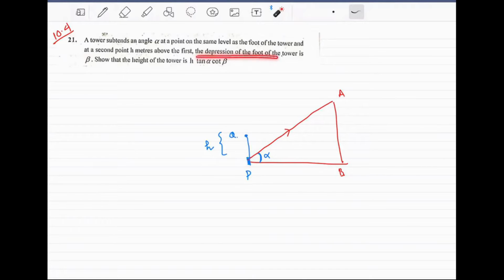The depression of the foot of the tower. The depression means angle of depression. We are looking down now from this point, from the point H meters high. Since it mentions depression, we are looking down. Looking down where? At the foot of the tower. The foot of the tower is this point right here, isn't it? Point B. So from this point Q, you are looking down at the foot of the tower. So the eye level is this part right here.